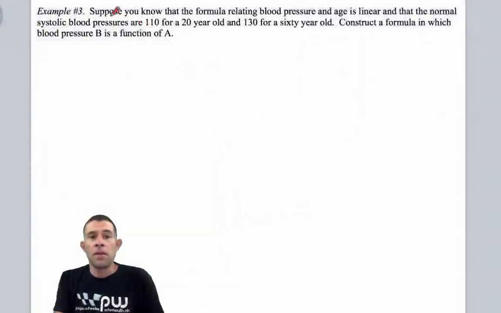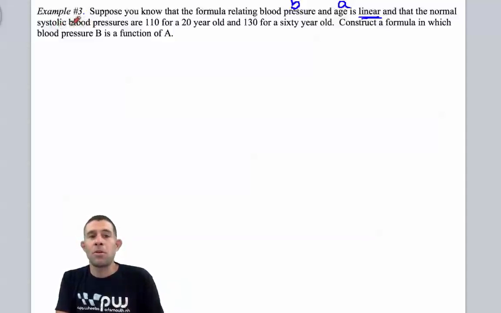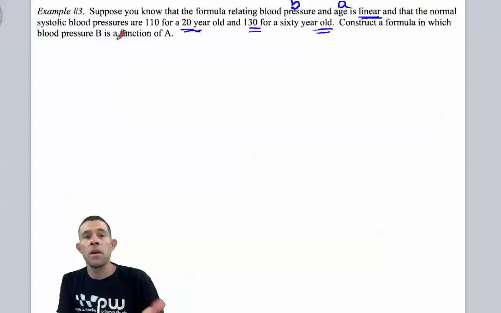Example 3 now asks us to write the equation of a line that models this situation here. It says, suppose you know that the formula relating blood pressure, we're going to call that variable b, and age, we'll call that variable a, is linear. We know that the normal systolic blood pressure is 110 for a 20-year-old and 130 for a 60-year-old. Construct a formula for the blood pressure B as a function of A.